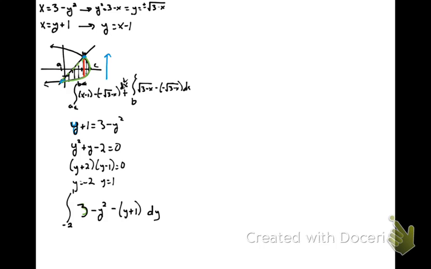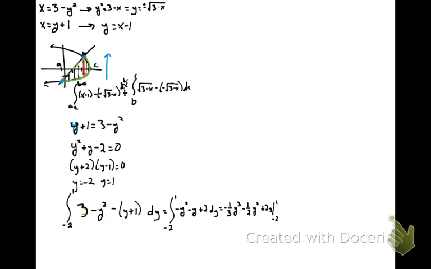I'm going to clean this up just a little bit before I integrate. I'm still going to integrate from -2 to 1. My integrand is -y squared minus y plus 2 dy. And when I integrate that, I end up with -1/3 y cubed minus 1/2 y squared plus 2y from -2 to 1.